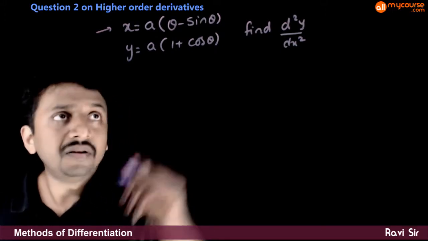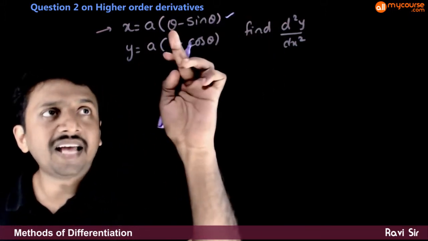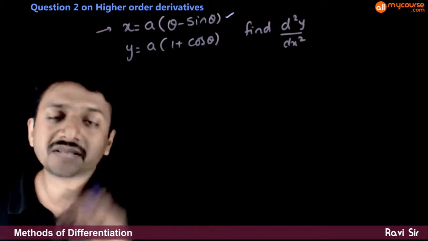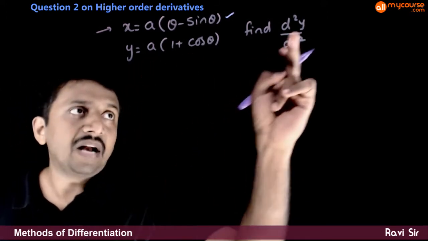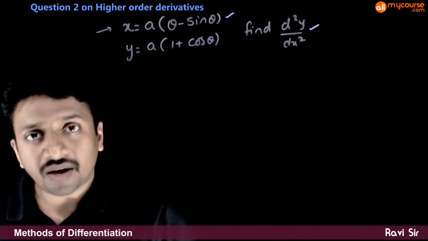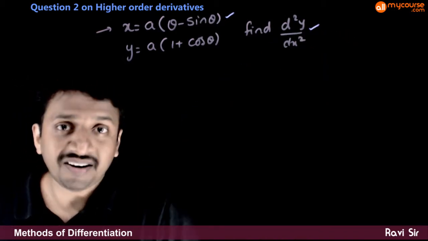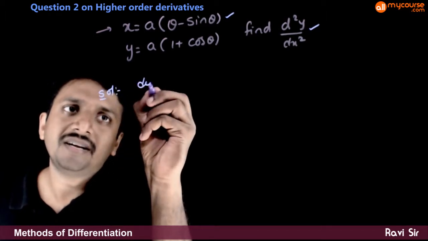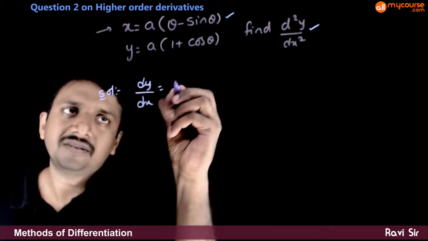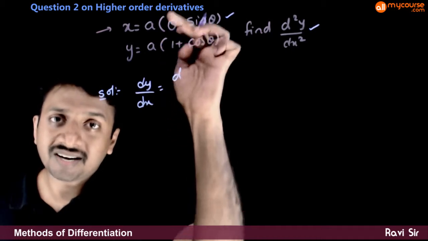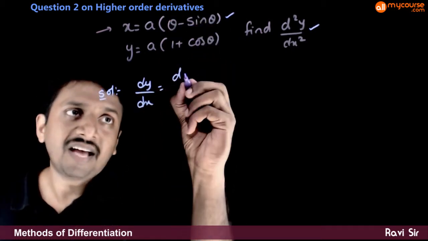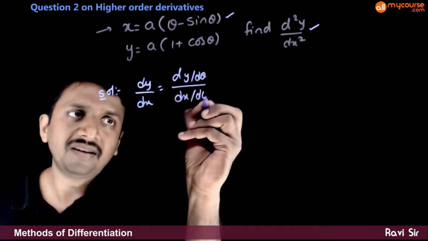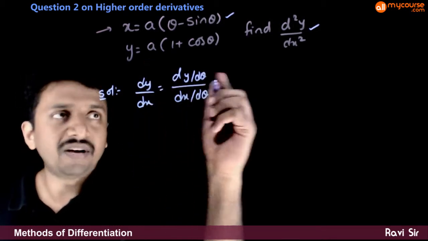In this question, you're given that x is a times theta minus sine theta, y is a times 1 plus cos theta. You're asked to find d square y by dx square, the second order derivative. So first what we do is, let us find dy by dx. Because both are in the parameter theta, I can write it as dy by d theta divided by dx by d theta.